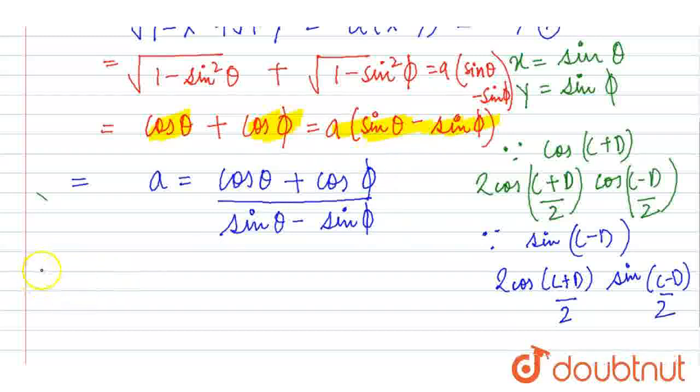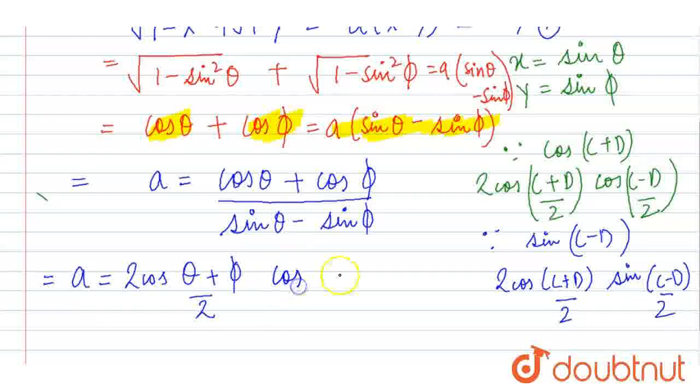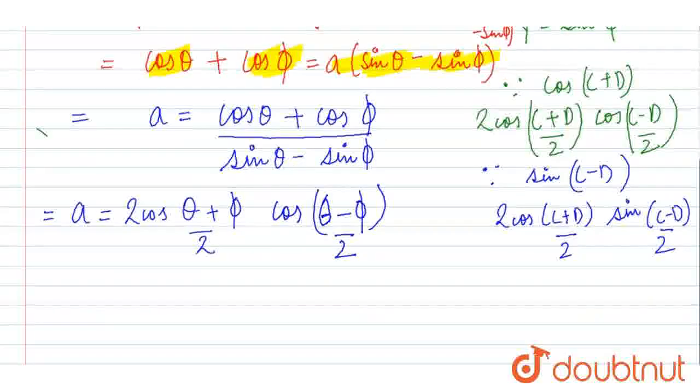So what I will do now, a is equal to cos theta plus cos phi. So it will become 2 cos (theta plus phi)/2, right? Now we have cos phi over here, so I can write cos (C minus D), that is (theta minus phi) divided by 2. Now I will move forward.